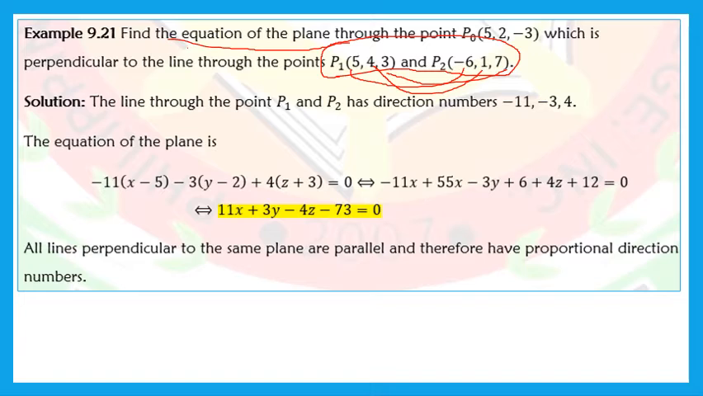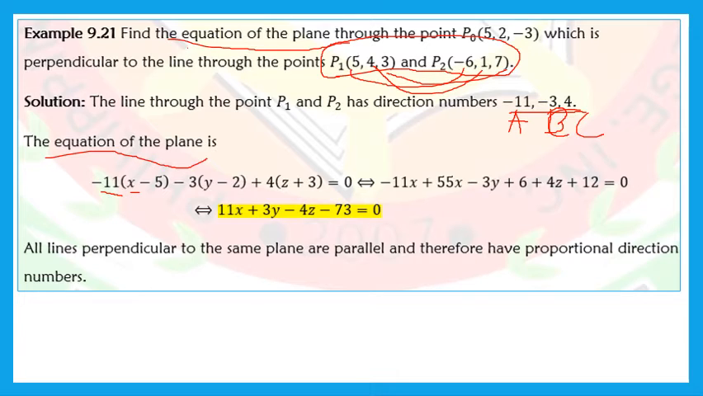So the equation of the plane is, okay, etong negative 11 na yan, di ba yan na yung direction numbers? So we let this one as our A, okay, and then si negative 3 naman as our B, and then si 4 naman as our C. Okay, so substitute lang natin sa equation of the plane sa theorem 9.20. So replace A by negative 11. Si X is X pa rin yan.